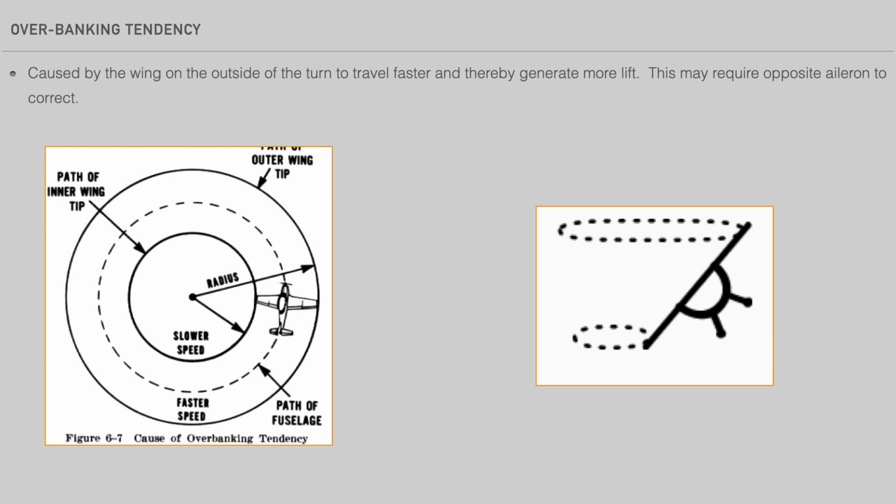When in a steep turn, the outside wing has an increased velocity relative to the inside wing. The faster a wing travels through the air, the more lift it produces, which accounts for the overbanking tendency during a steep turn.